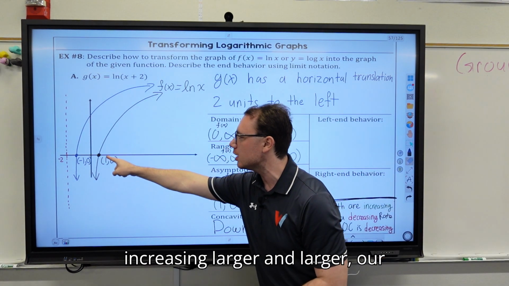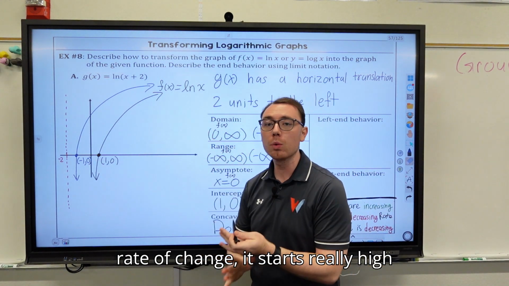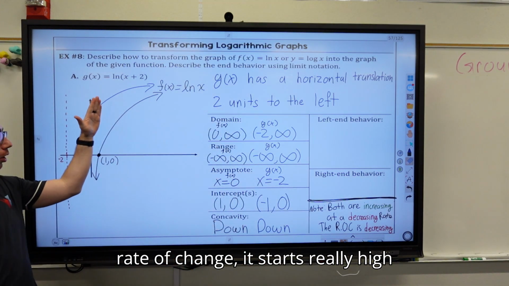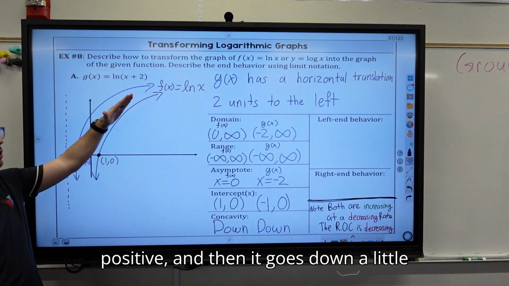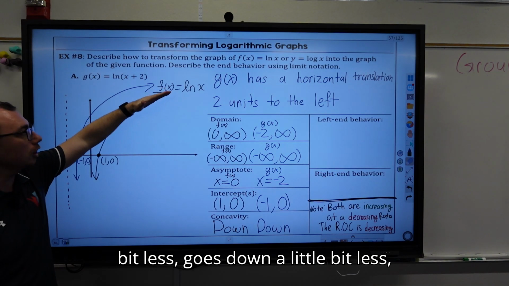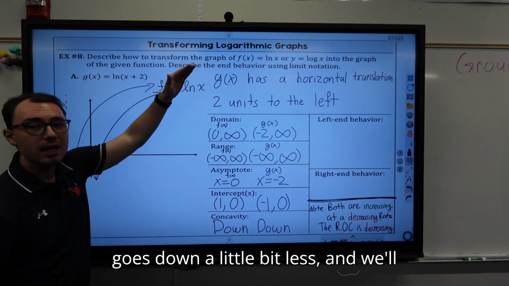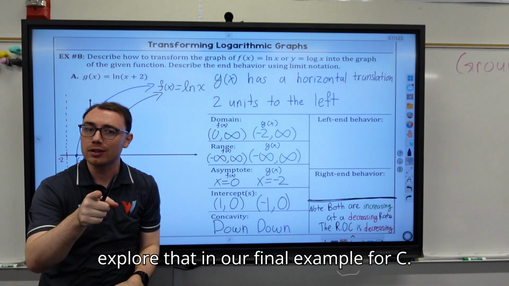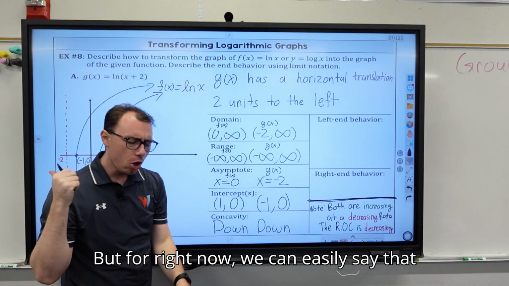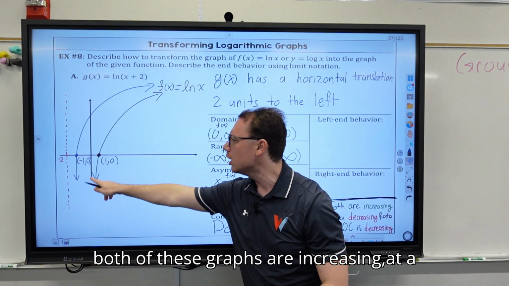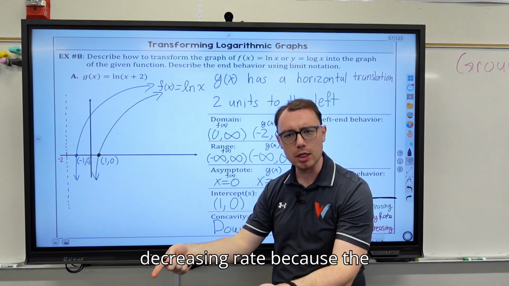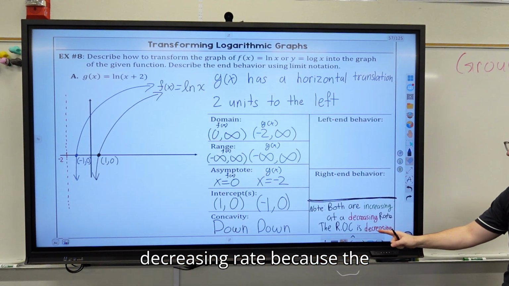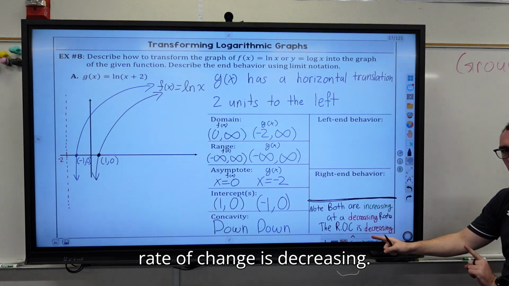As x gets larger and larger, our rate of change starts really high positive, and then it goes down a little bit, goes down a little bit less, goes down a little bit less, and we'll explore that in our final example for C. But for right now, we can easily say that both of these graphs are increasing at a decreasing rate because the rate of change is decreasing.